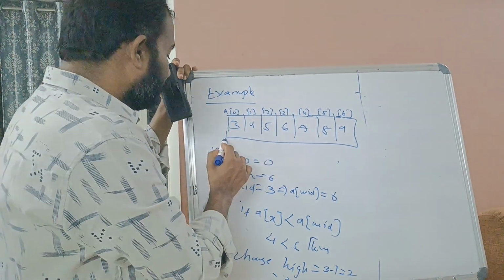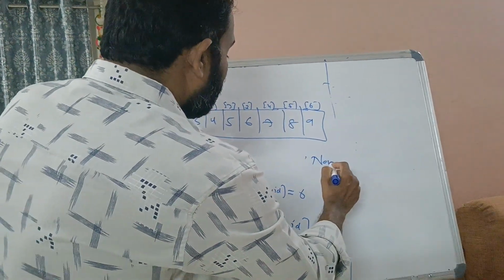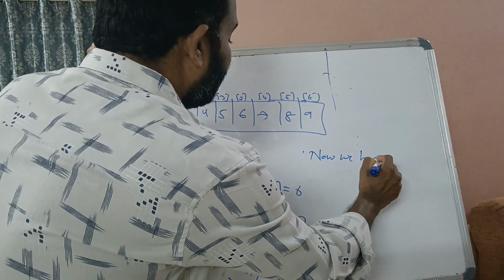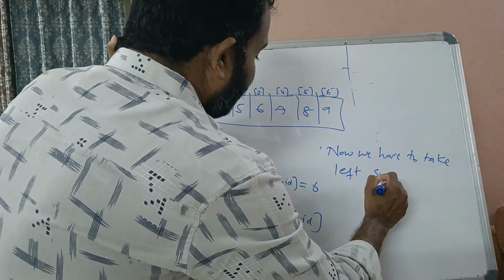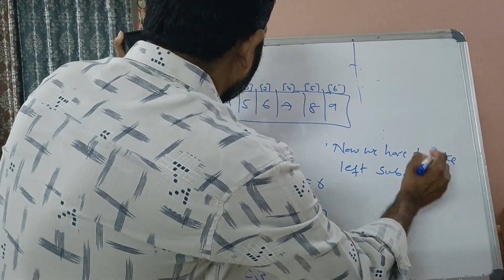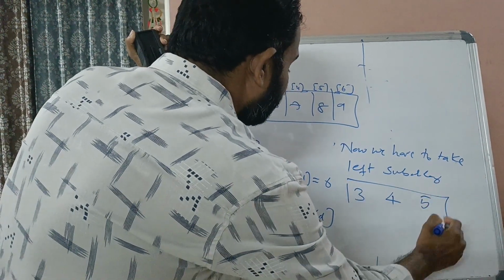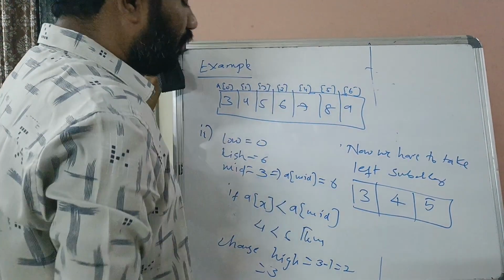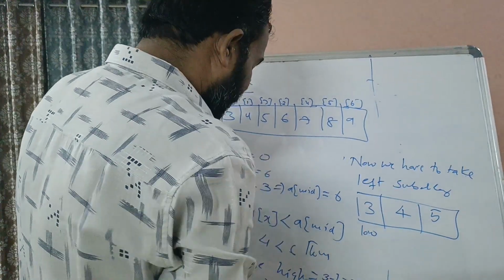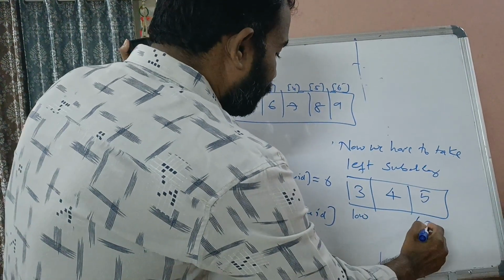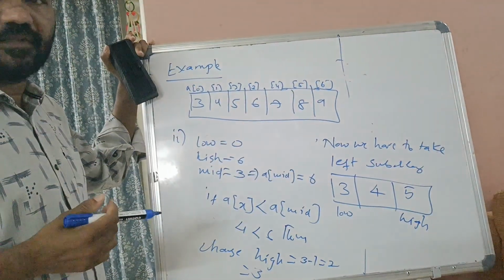So now we need to take only the left side of the array. Simply we can call it the left sub array. What is the left sub array? 3, 4, 5. Only 3 elements. Now where is low? Low is still 0. Where is high? High is equal to 2. So again we need to calculate mid.